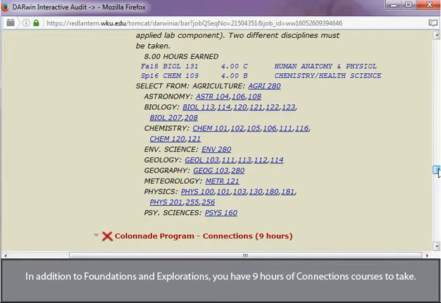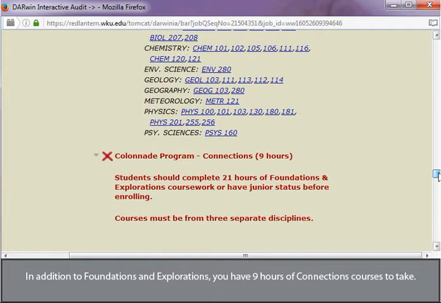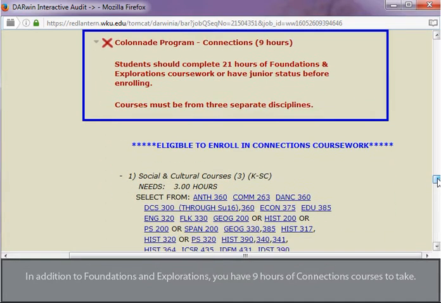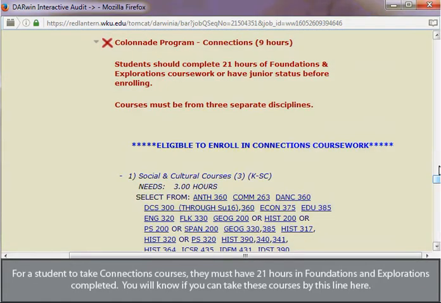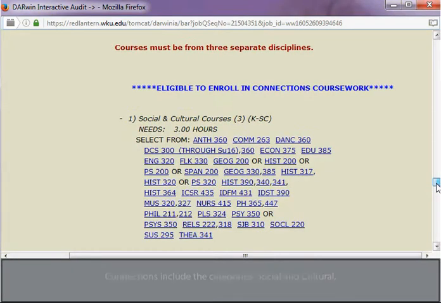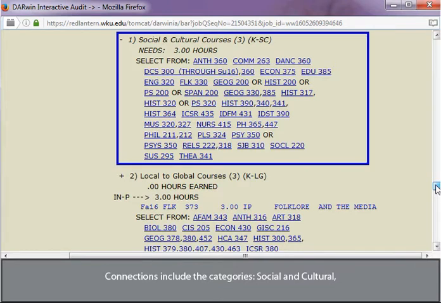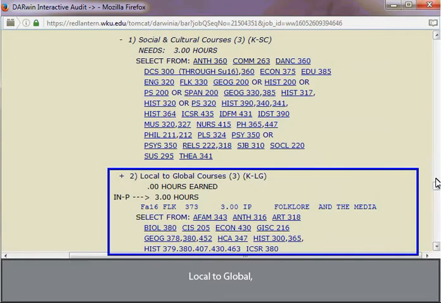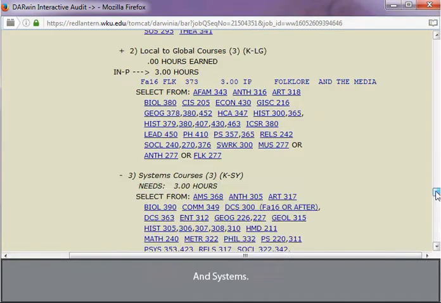In addition to Foundations and Explorations, you have 9 hours of Connections courses to take. For a student to take Connections courses, they must have 21 hours in Foundations and Explorations completed. You will know if you can take these courses by this line here. Connections include the categories Social and Cultural, Local to Global, and Systems.